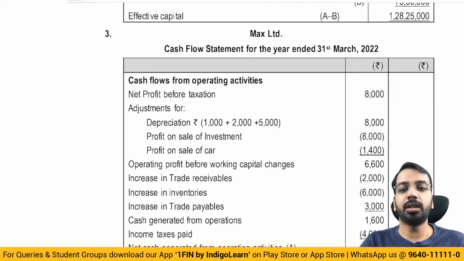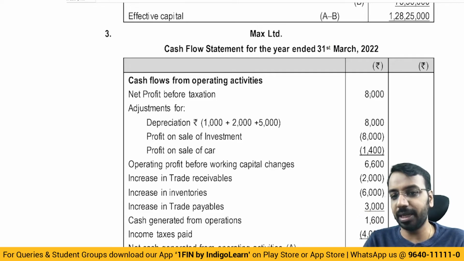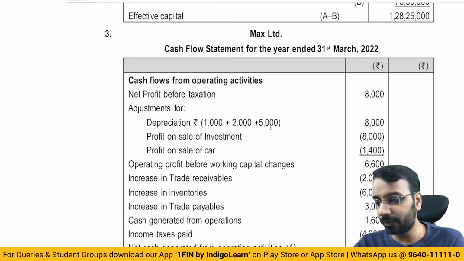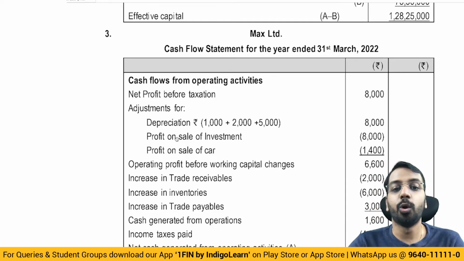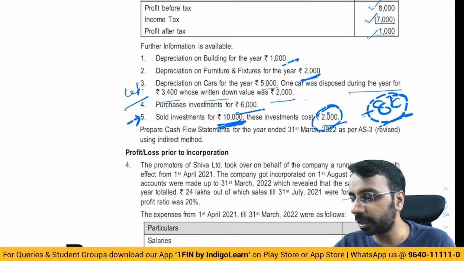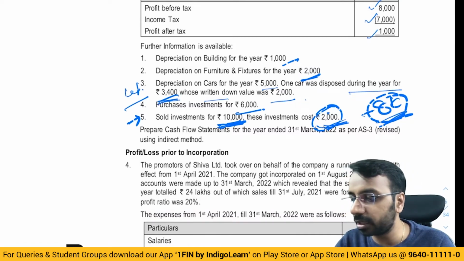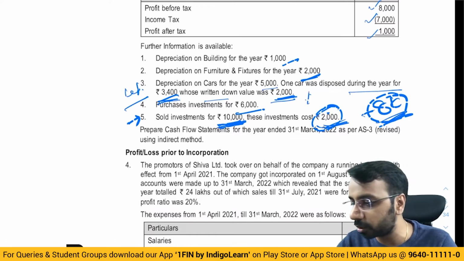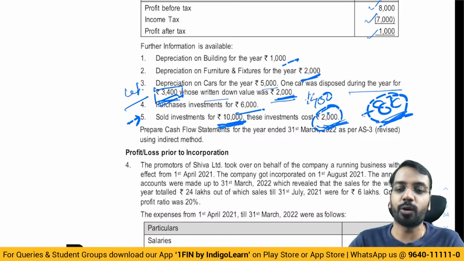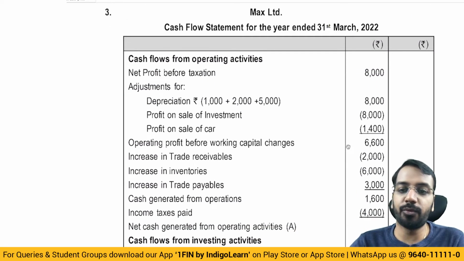Net profit before taxation, 8,000. We can directly take profit before taxation, 8,000, because taxation we handle separately and they have given us the number in the question itself. Then add back depreciation from the other information. Then, as I told you, profit on sale of investment: there is a profit of 8,000, because investments were sold for 10,000, cost was 2,000, so you have to adjust this 8,000 profit. And also, car sold for 3,400, written down value 2,000. So here also there is a 1,400 gain that has to be adjusted. Cash flow from investment activity will be 3,400, positive, right? So that is done. Then operating profit before working capital changes.